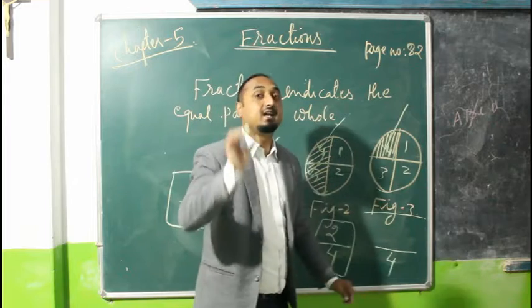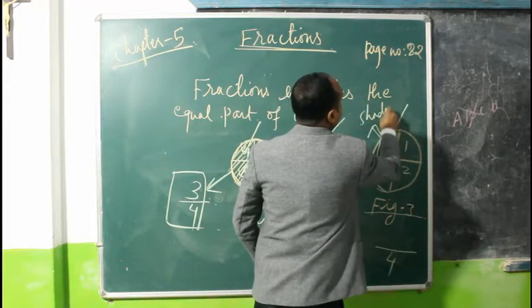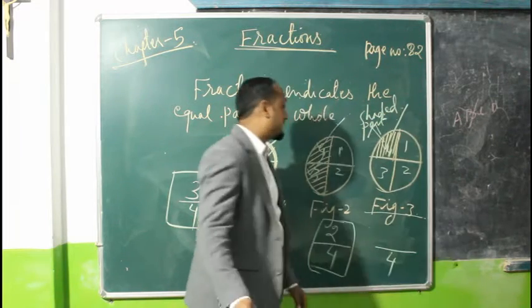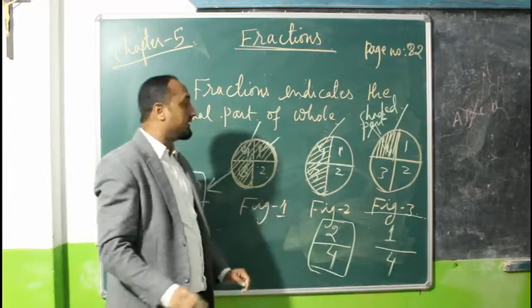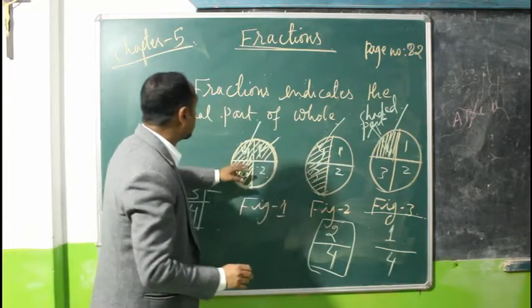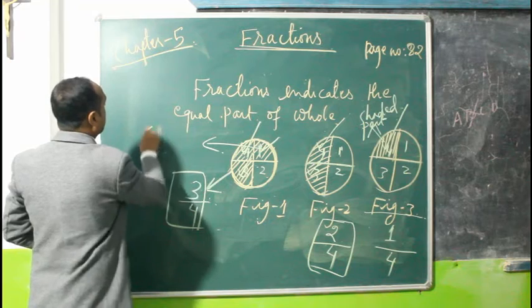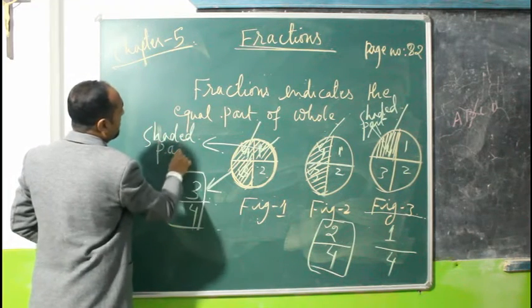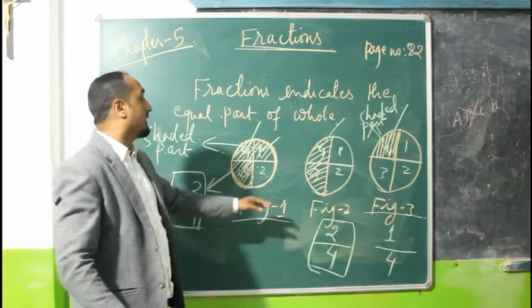And how many shaded portions? Okay, this is your shaded portion. Shaded part. So how many shaded parts do we have? Here we have 1. Once again, see in the case of this one, these all are shaded parts. So from figure number 1, how many shaded parts do we have?